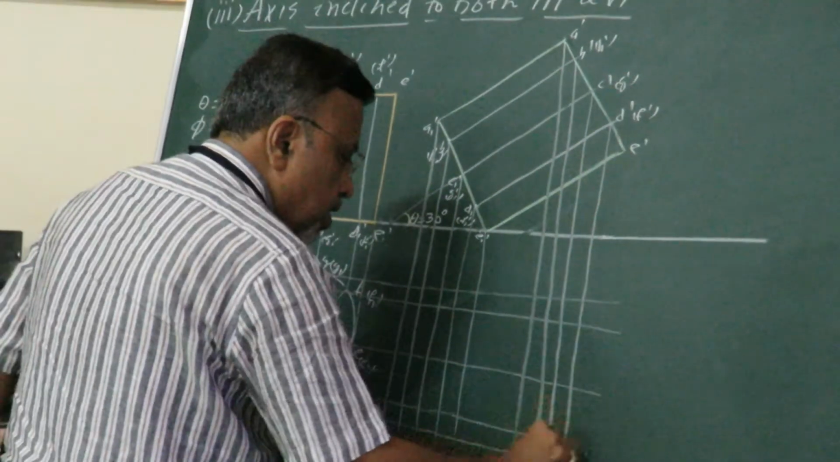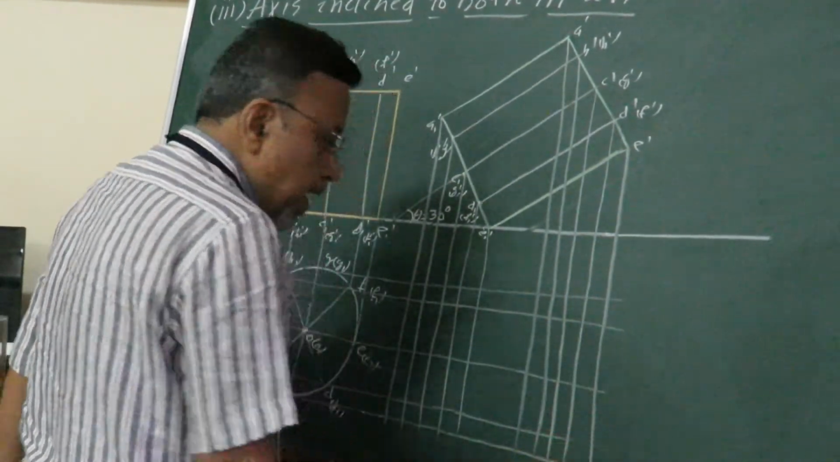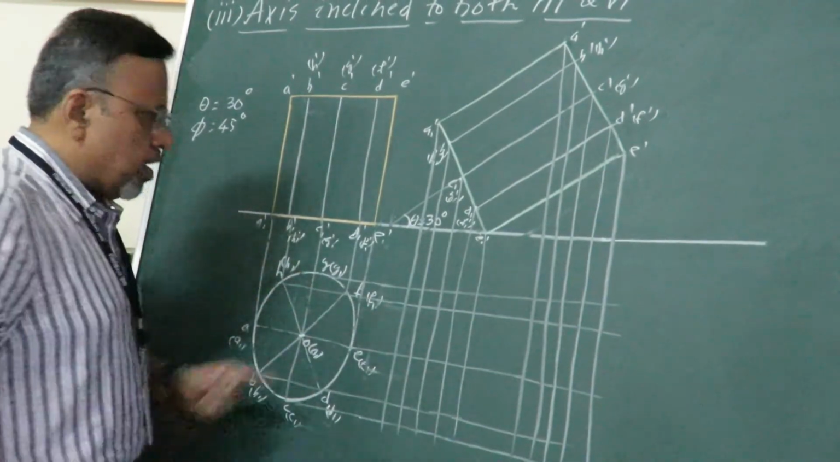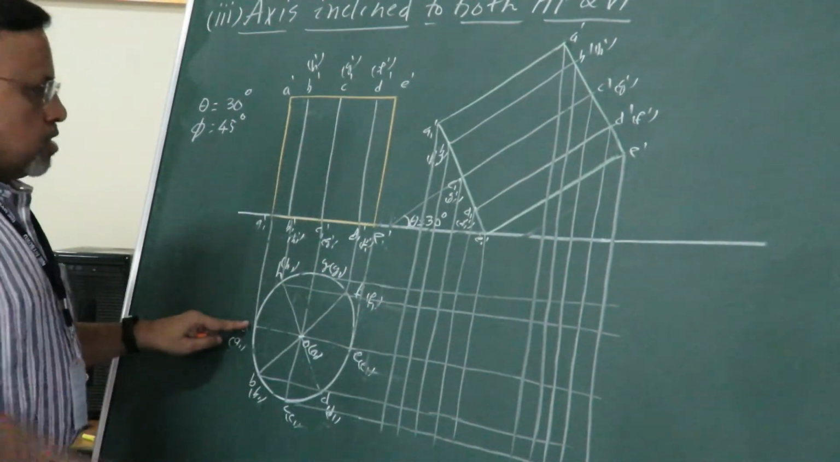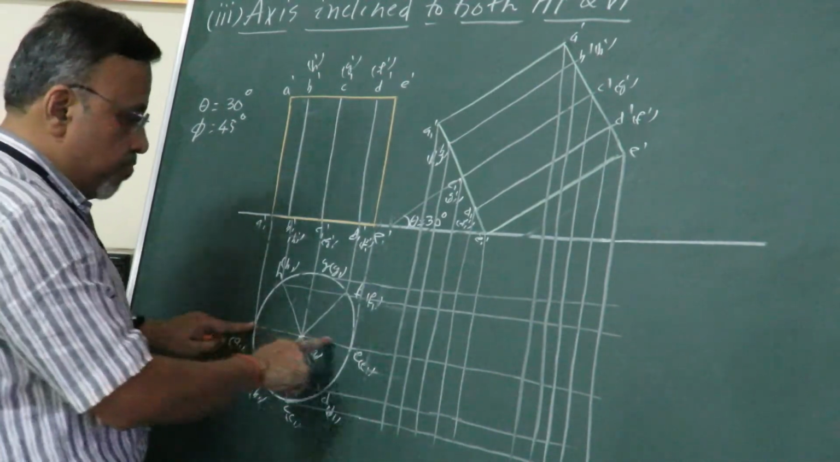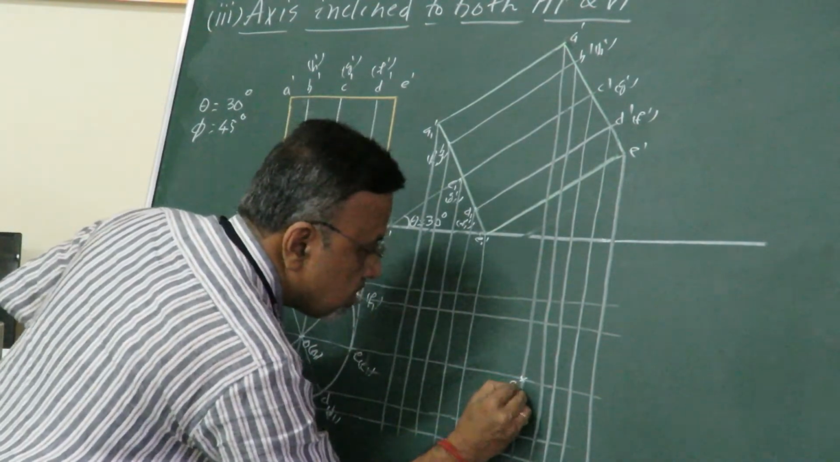So remember, all these projectors that I am drawing here should be as light as possible. You should never make anything dark. It should be very light. Okay, now let us mark the points, the intersection of the corresponding projectors. So horizontal projector A and the vertical projector A meet here. So I get this as A.